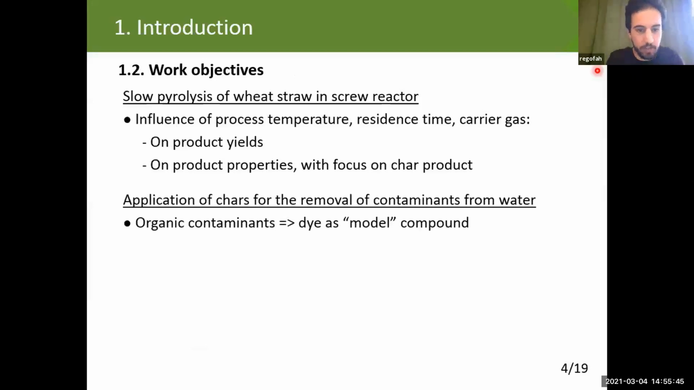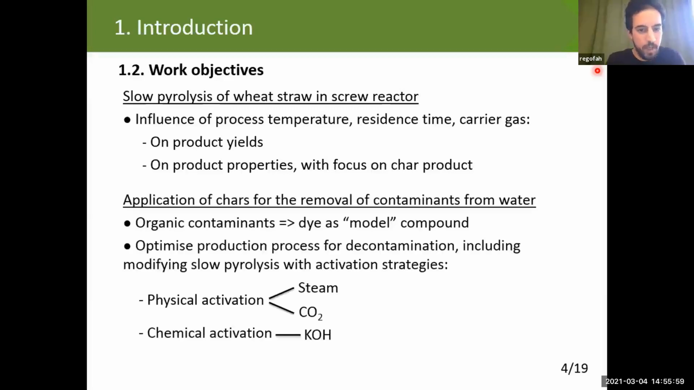I chose organic contaminants instead of inorganic, such as heavy metals. And then I chose a dye as a model compound, which is standard. It's normal that researchers do this. And then I looked at optimizing the production process to get improved char quality for this decontamination, by modifying the process itself, trying to incorporate it with activation strategies, physical with steam and CO2, or chemical with KOH.